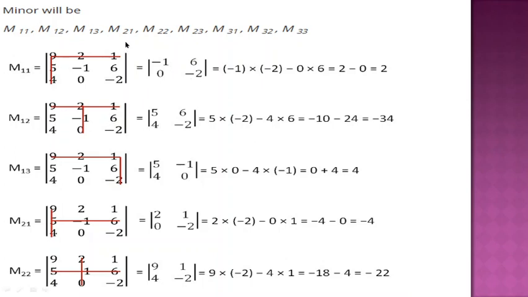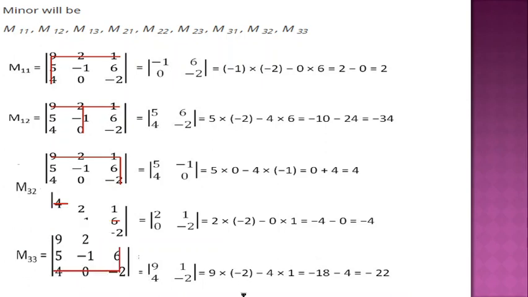So it will be simply minus 1 into minus 2, that is 2, and 0 into 6, 0. So 2 minus 0 is 2. Same way M12 means first row and second column we have to cross, and then we have to find the determinant of 5, 6, 4 and minus 2. And M13 means first row and third column, and then the remaining determinant. M21 means second row and first column, and that way we will calculate all 9 minors.